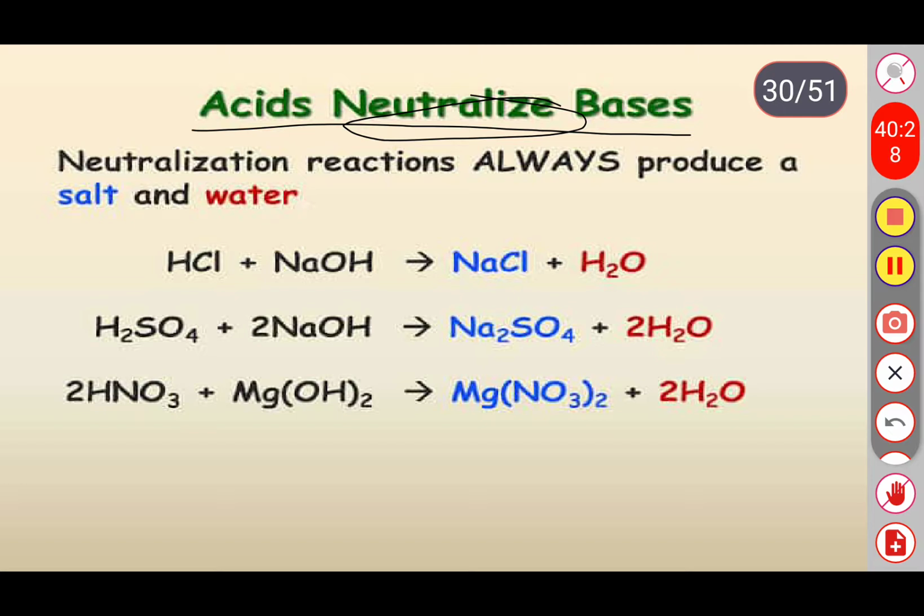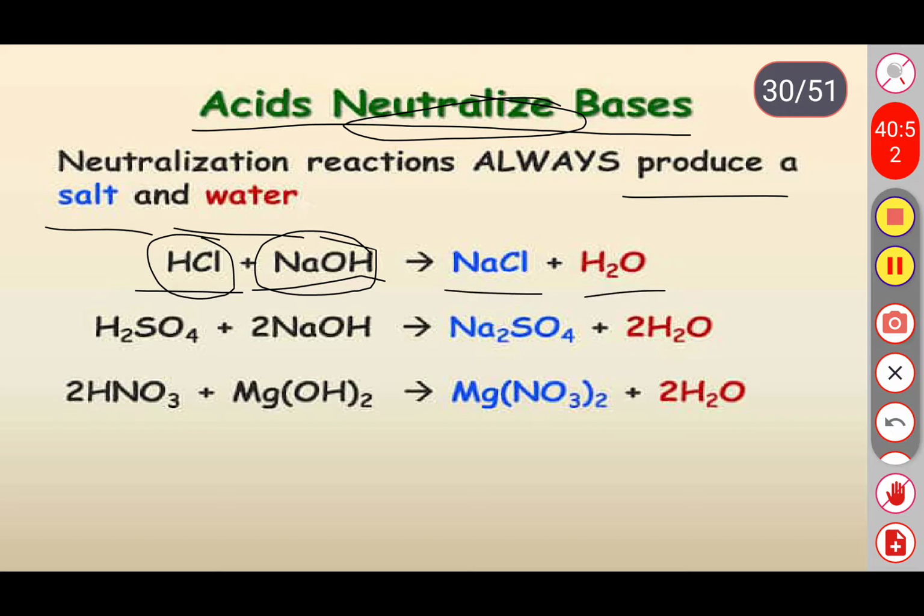See here, some examples are given. When HCl, hydrochloric acid, is combined with NaOH, sodium hydroxide, what does it form? Sodium chloride and H2O, NaCl and H2O. This is the first example. When sulfuric acid is combined with sodium hydroxide, it forms Na2SO4 and H2O.